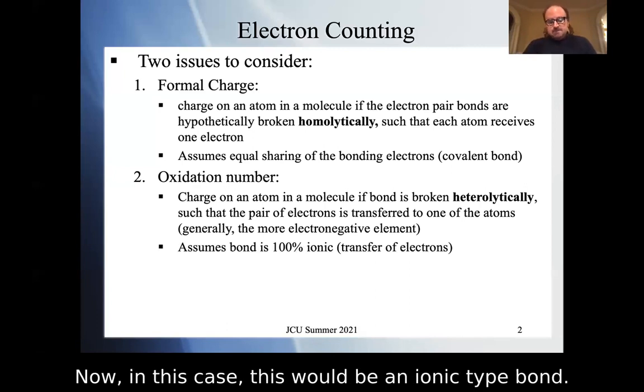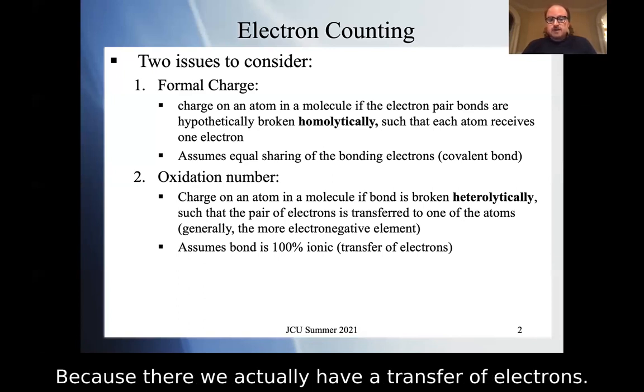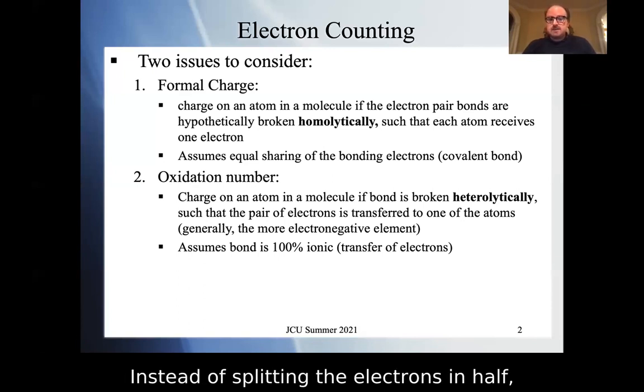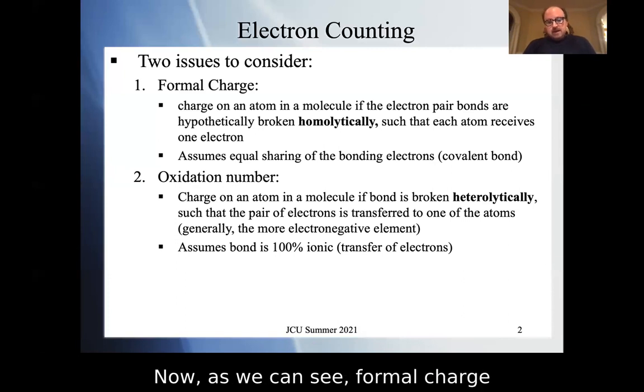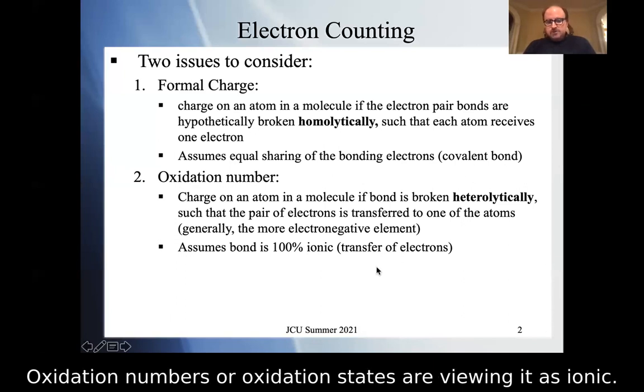Now, in this case, this would be an ionic type bond, because there we actually have a transfer of electrons. Instead of splitting the electrons in half, we are taking those two electrons and putting them onto one of the atoms in the bond. As we can see, formal charge is assuming that bonding is covalent. Oxidation numbers or oxidation states are viewing it as ionic.